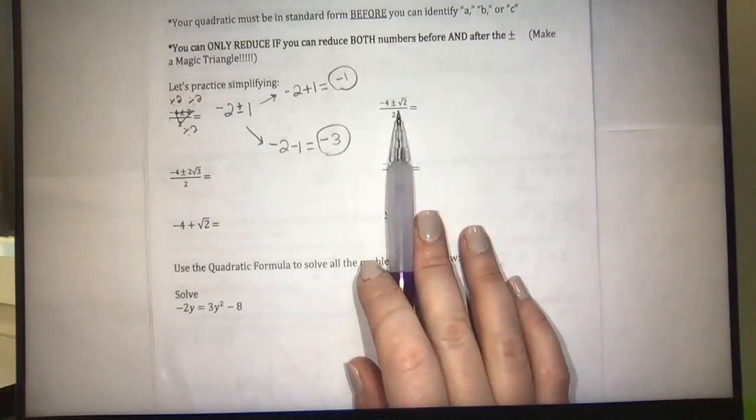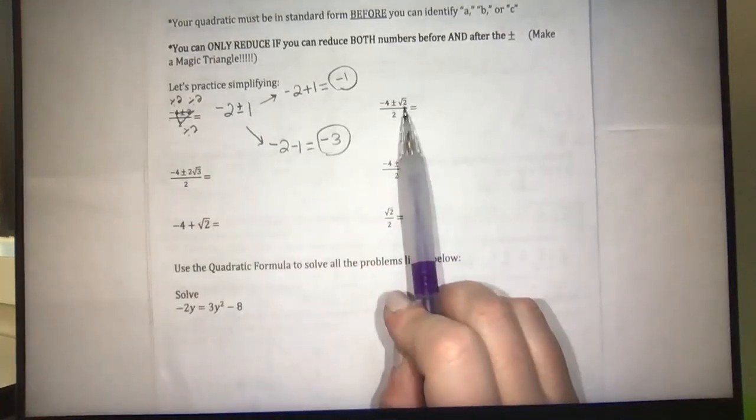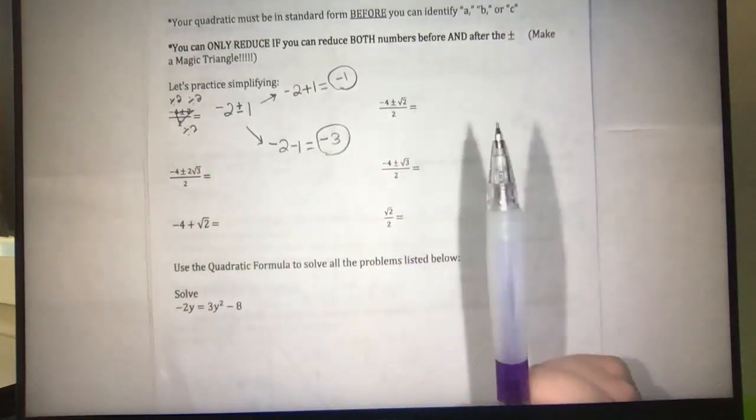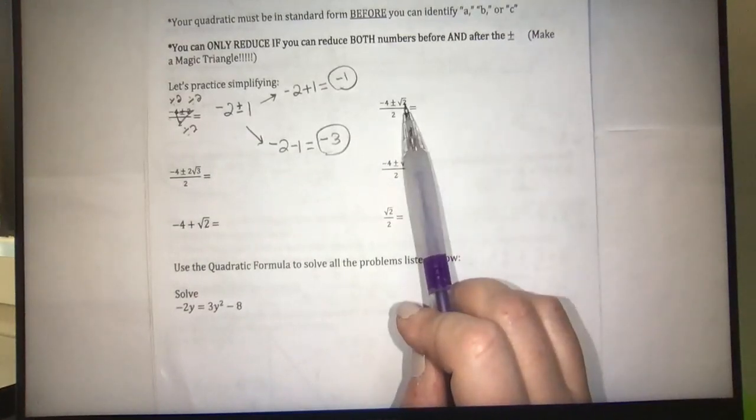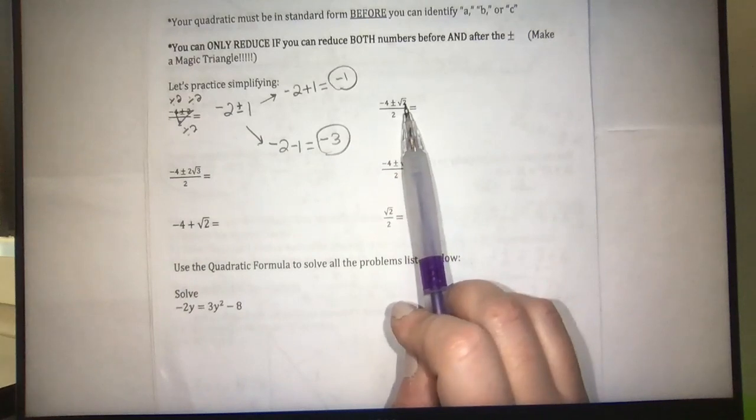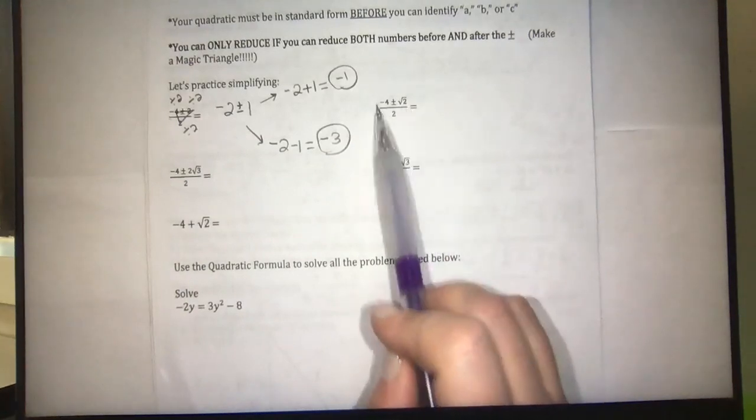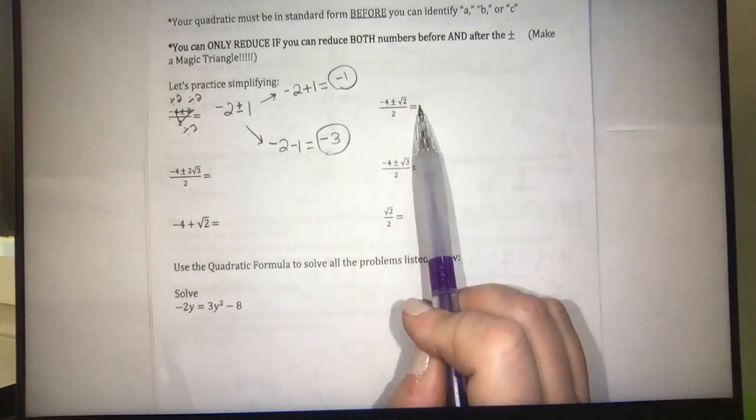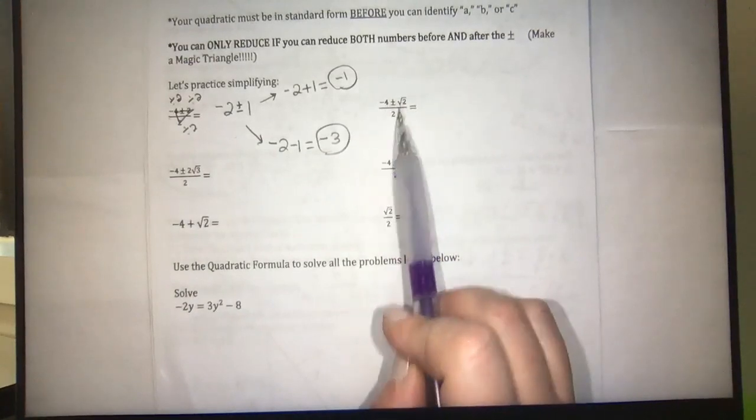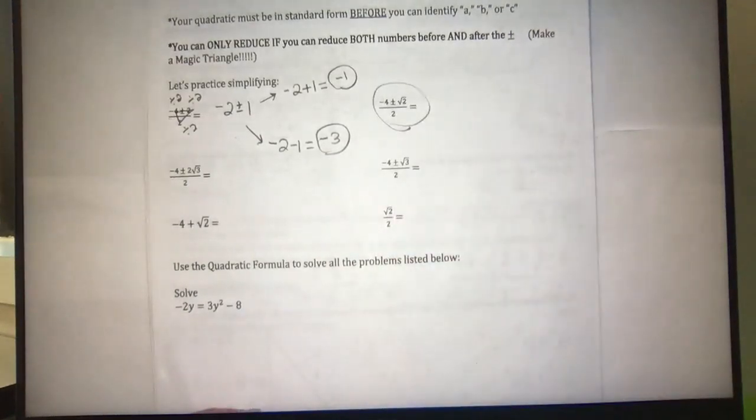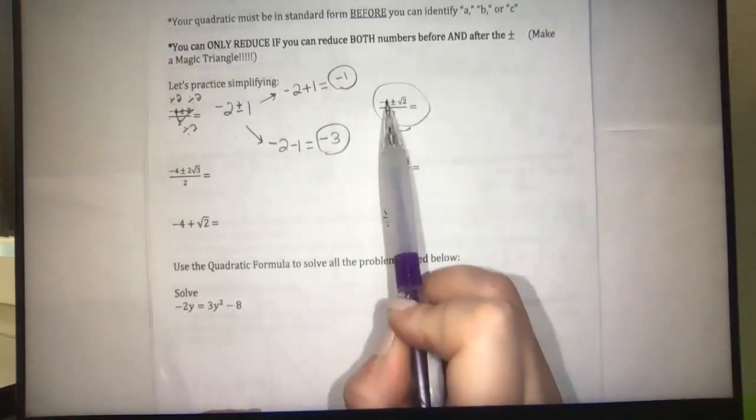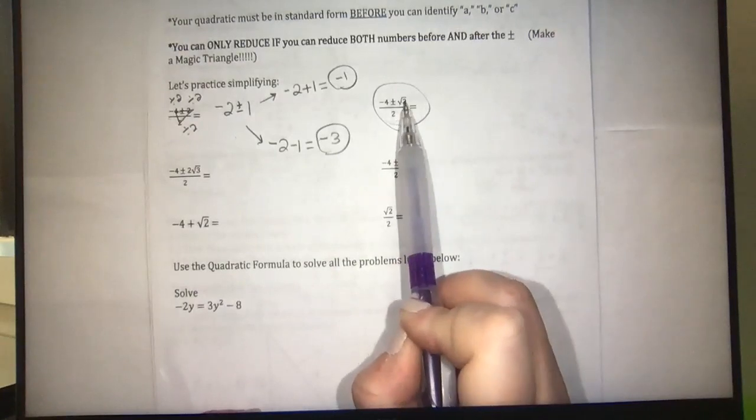Okay, let's look at this guy over here. The only difference now is this number over here is under a radical. Are you allowed to go in a radical and start messing around? No, you can reduce if possible, but can you reduce the square root of 2? No. So is there anything I can do with this guy? No, you don't have a magic triangle. So you're done. There's nothing you can do. You do not have a magic triangle because this number is under a radical.